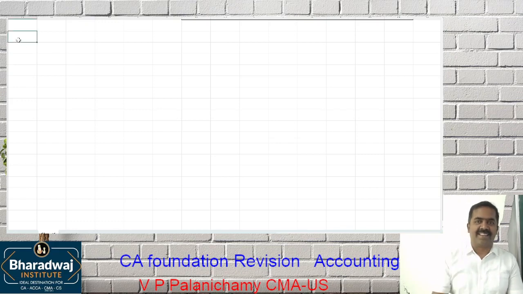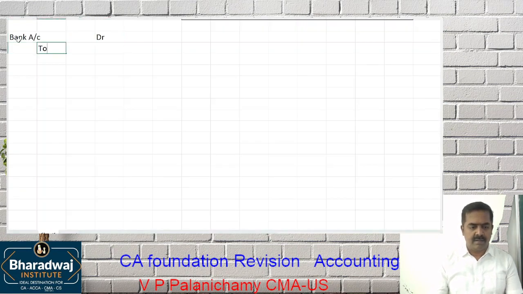Shall we? Okay. Start. What is the first entry we'll pass? Bank account debit to share application account. How many shares? 2 lakh shares into 10 rupees. Please do it along with me. Oh, 3 rupees.